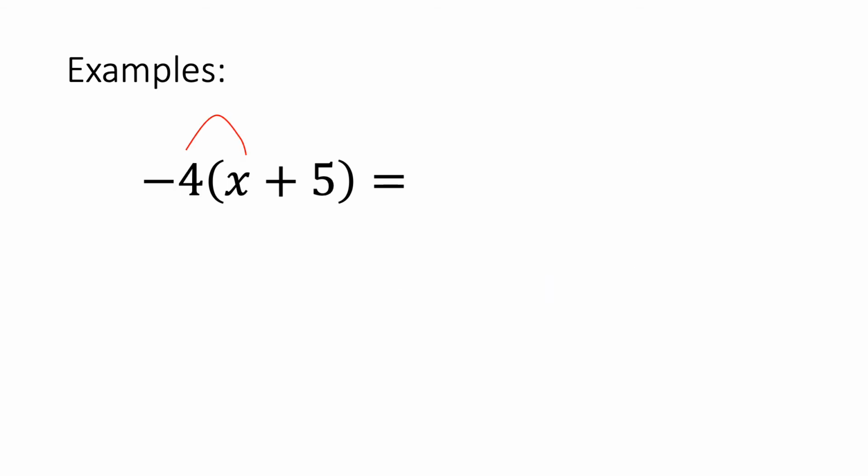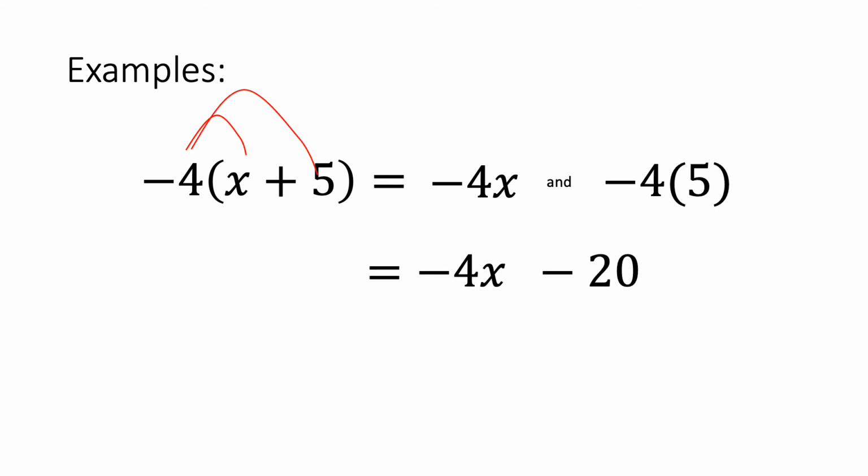Here we have a negative 4 times x and negative 4 times 5. So our simplified form is negative 4x minus 20. Notice we include the sign with the term.